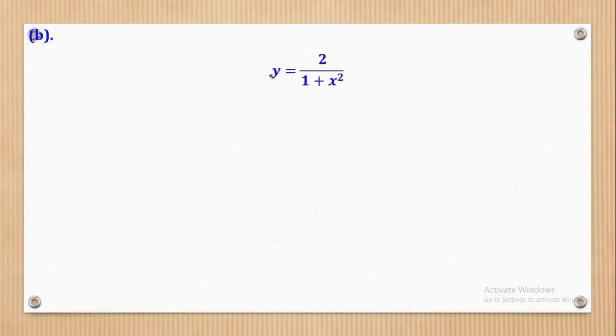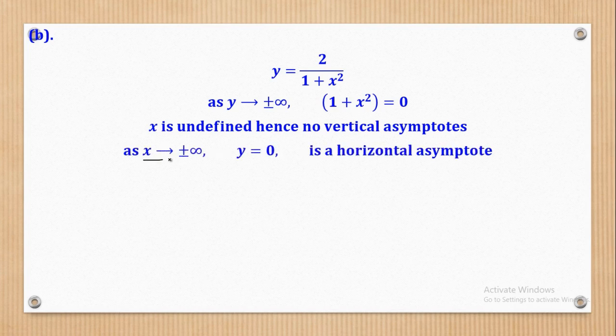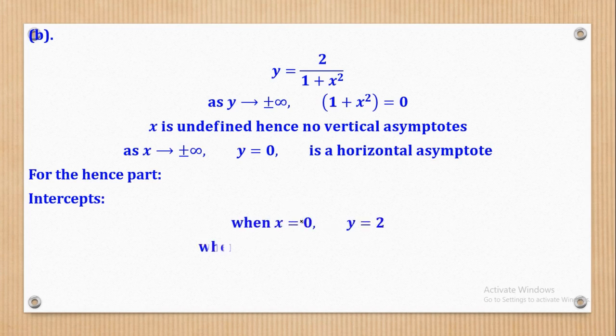Then for part B, we have that equation of the curve. Therefore, as y tends to plus or minus infinity, this one is equal to 0, which implies that x is undefined, so there is no vertical asymptote. Then as x tends to plus or minus infinity, y is equal to 0. For the hence part, intercepts: when x is 0, y is 2, and when y is 0, x is undefined. Therefore, the intercept is that one, which is the same as the turning point.